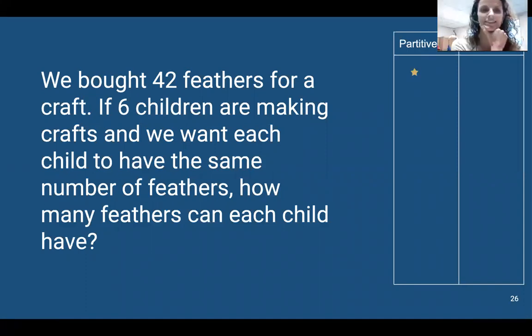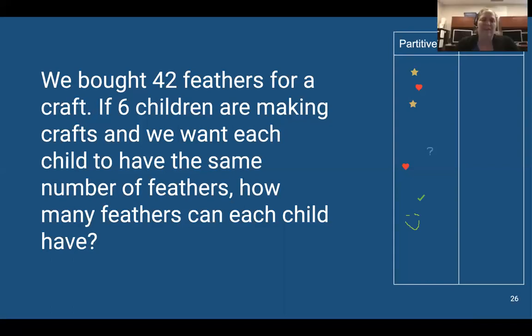Ooh, I feel like this is tricky. It's 6. Oh, people are responding fast. You guys are so quick, I'm going to copy them. Progress. It's 6 children. Okay. I feel like partitive is the share, right? So we're sharing out. Yeah, that fair sharing.